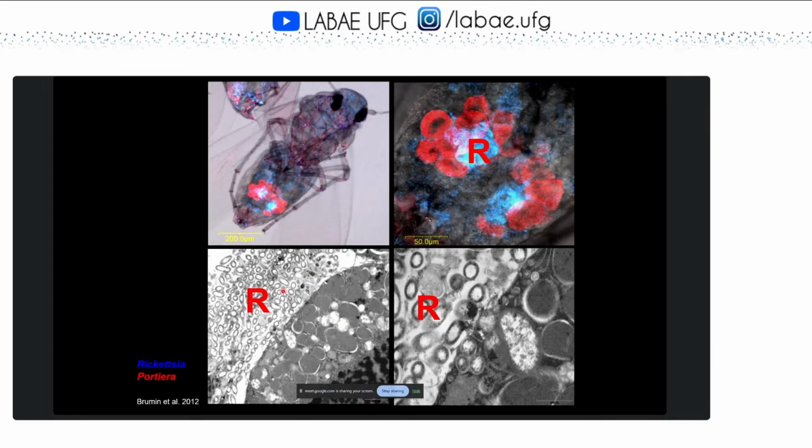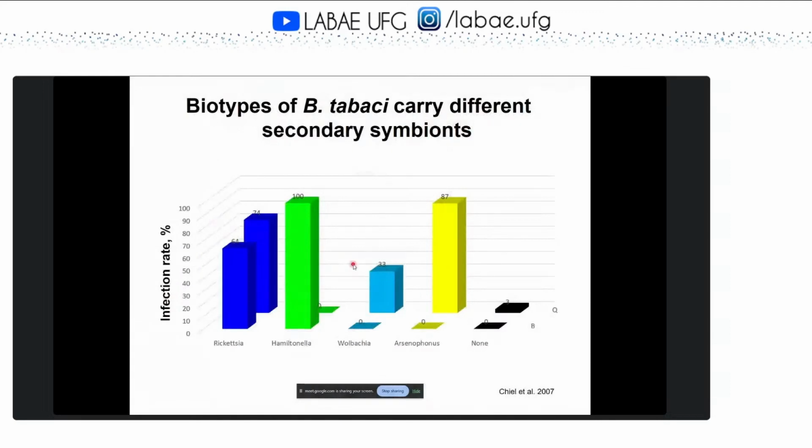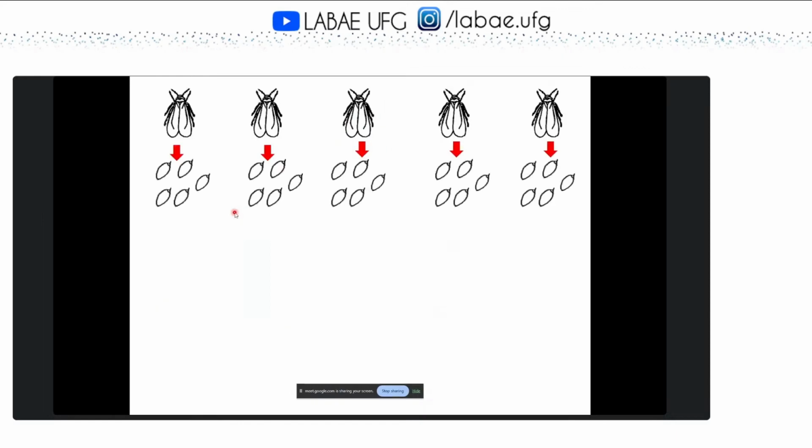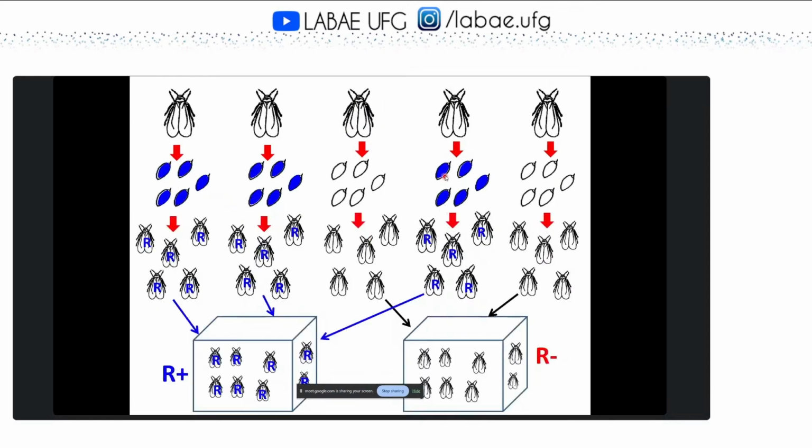Now, as I told you before, when we started this work, Rickettsia infects both whitefly species, B and Q, but you see that Rickettsia is not infecting 100% of the individuals. So there are some individuals that are not infected with Rickettsia. And this was good for us because we could establish populations infected with Rickettsia and populations that were not infected with Rickettsia.